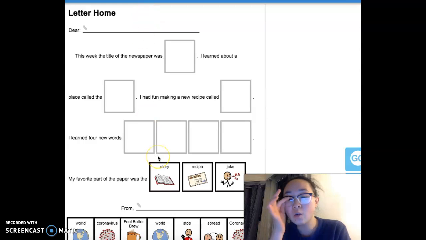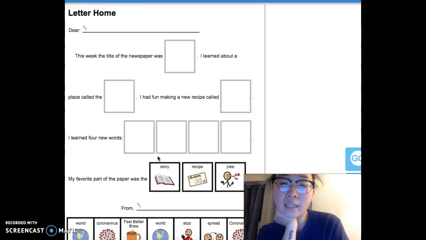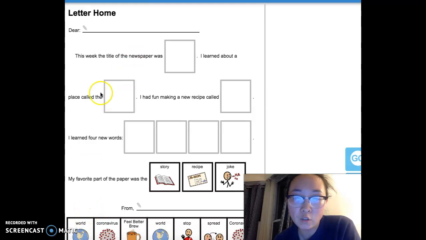letter. And because we are not in school, we don't do our cooking class anymore, unfortunately. Maybe you can help your family out with cooking at home. So some of these words won't really apply, which is okay. The words that we're going to be putting into the blanks will be world, coronavirus. We're not going to put this one because we did not make this. This is from one of the recipes. World, stop, spread, and coronavirus. So those are the words we'll be using.